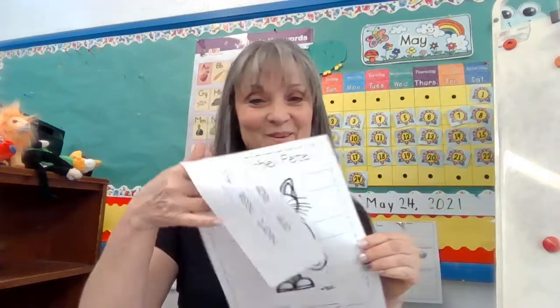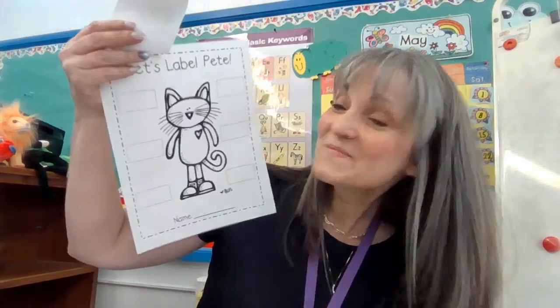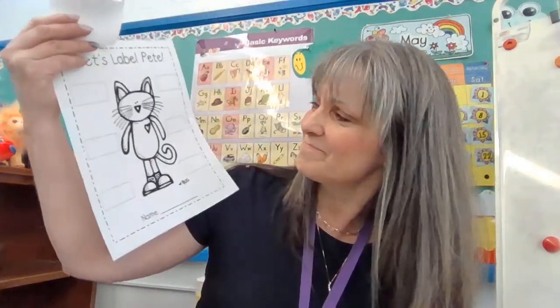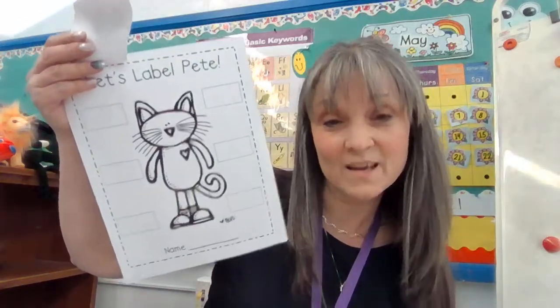I have my toolkit close by, and this is what you're going to need. Who do you think that is? That's Pete the Cat. He doesn't look a lot like Pete yet, but we're going to think about Pete.